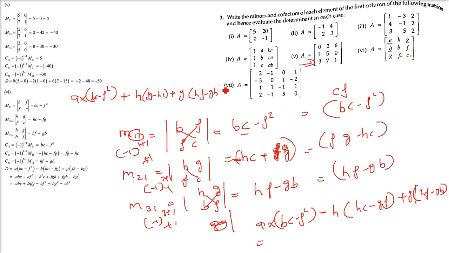But previously I just told you how to do it using the minors. So in both the cases, the final will be ABC plus 2HFG minus AF square minus BG square minus CH square. This will be final, right? I hope you'll be able to do this, right?